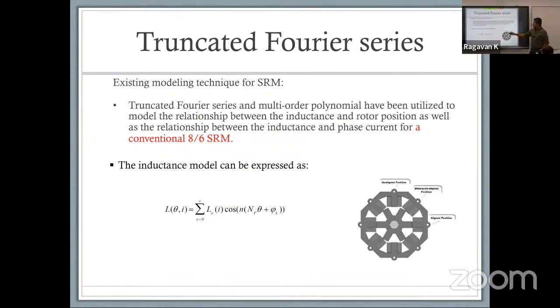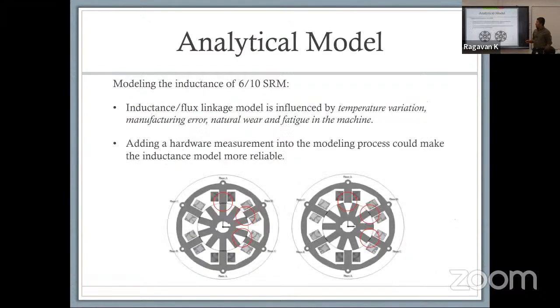So for the 8-6 machine, you had unaligned, midway, aligned. If you see, this one is aligned this way, this one is automatically unaligned, and this one is automatically in the midway position. That was a substantial benefit of having an 8-6 machine. 610 does not give you that benefit. So if you look at a 610 machine, your inductance flux linkage, we already know, can be influenced for different reasons, and hardware measurement basically needs to be added.